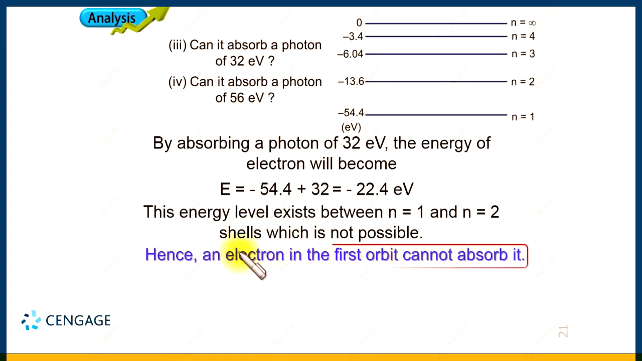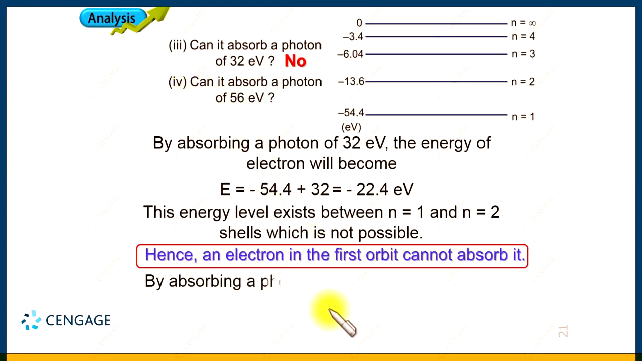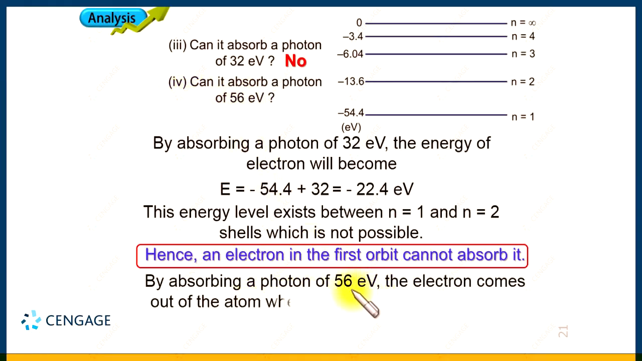So this was the answer for the fourth part, and the third part we have discussed. The third part answer is no, and the fourth part answer is yes. By absorbing a photon of this energy, the electron moves out of the atom, because after this state the energy is not quantized, which means the remaining energy will be available to the electron as kinetic energy.